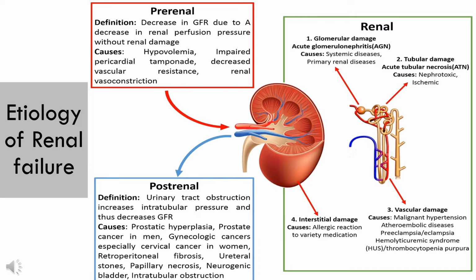Etiologies of renal failure are classified into three, and they are prerenal, renal, and postrenal causes. Prerenal causes occur due to decreased renal perfusion resulting in decrease in the glomerular filtration. Common causes are hypotension, burns, heart failure, and hemorrhage.